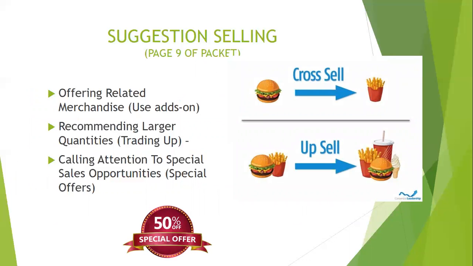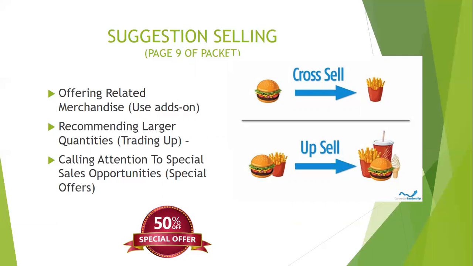All right, the next thing that we learned about was suggestion selling. And what this is, is when the salesperson makes suggestions for other items to buy. There are 3 ways to do suggestion selling. The first one is offering related merchandise, and this is called an add-on method. So for example, if you work for McDonald's and someone comes to the drive-through and asks for a burger, then you can say, well, do you want fries with your burger? That is offering related merchandise.